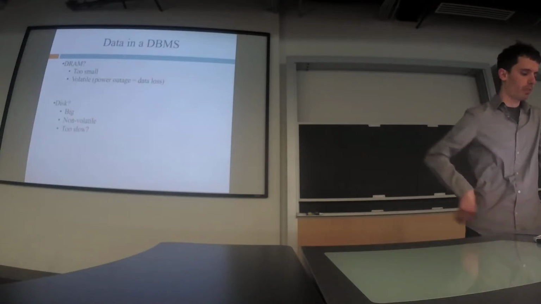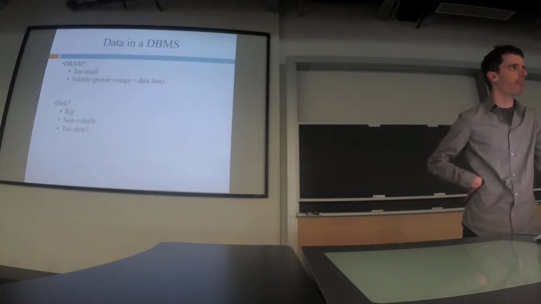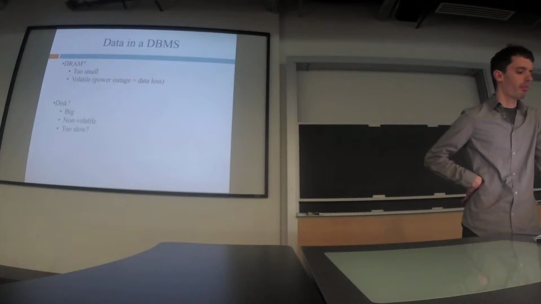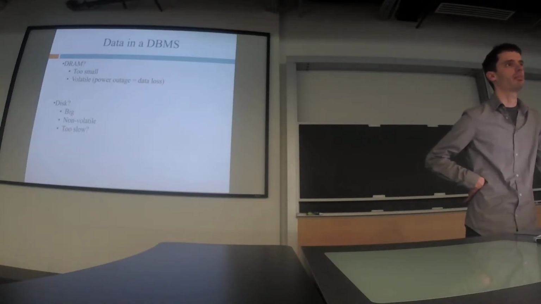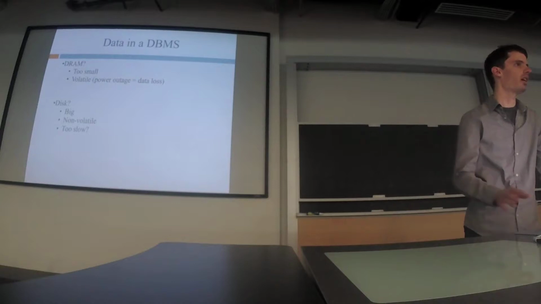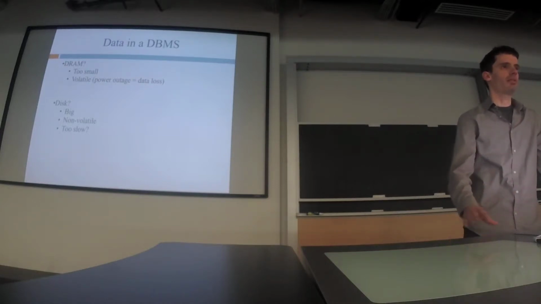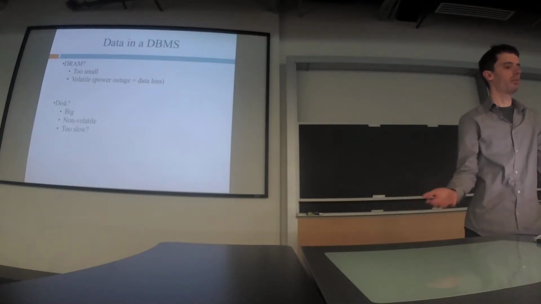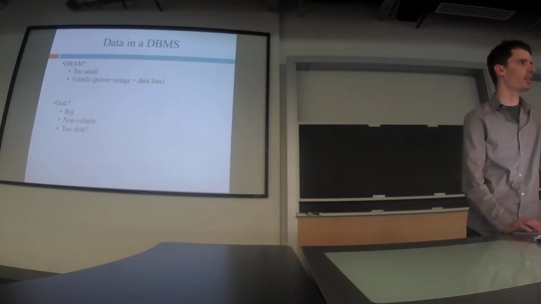Okay. So where do we put data? In DRAM? A server machine probably does have a lot of DRAM, like 128 gigs maybe. Even that is not enough. The data we're dealing with is much bigger than that. Even if it was big enough, the bigger problem is that it's volatile. If power goes out, you lose the data.